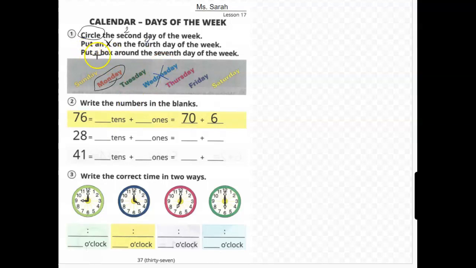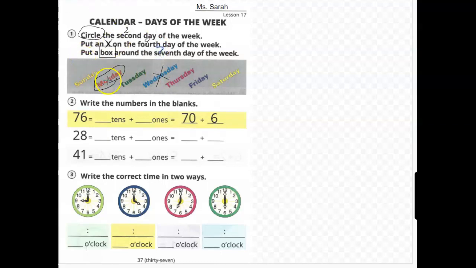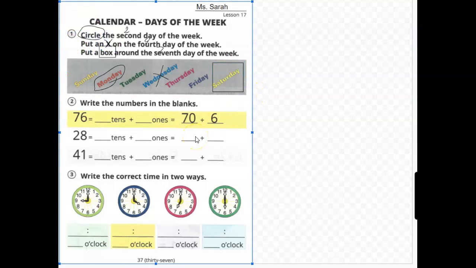Now it's telling us to put a box. That's not a box. Let's put a real box. Let's put a box around the 7th day of the week. So that is the 7th day of the week. So we got to get a box. 1, 2, 3, 4, 5, 6, 7. There's a box. All right.